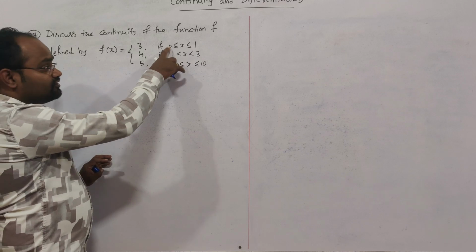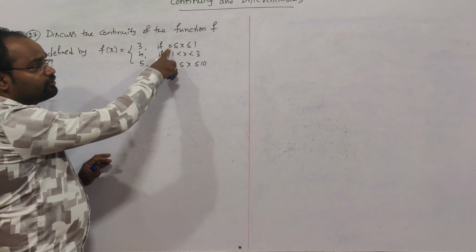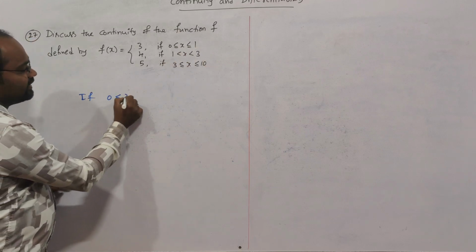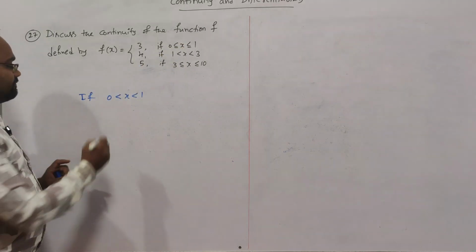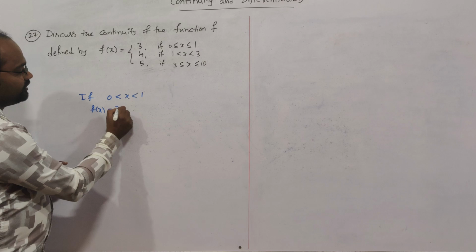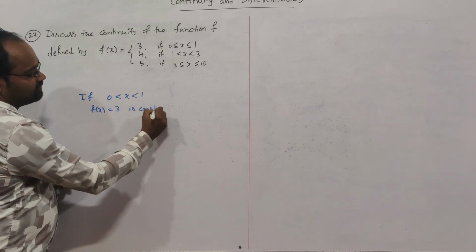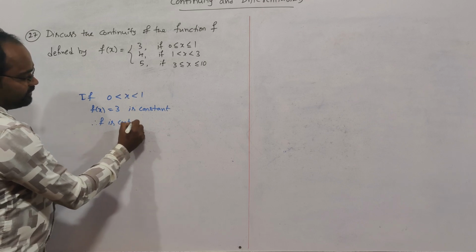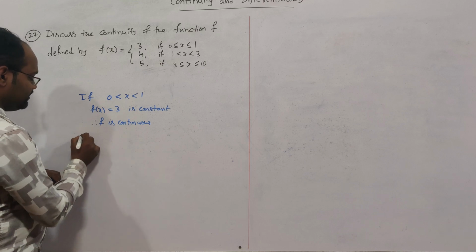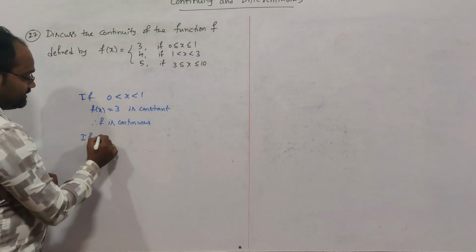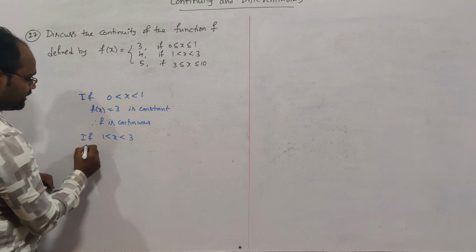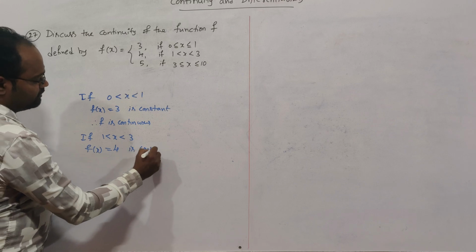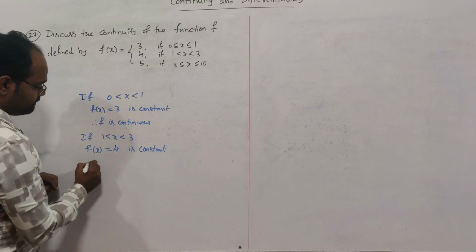Now at 0 we have to test the continuity. So not including 0, not including 1. If 0 is less than x less than 1, then f of x ಏನಾಗುತ್ತೆ, it is equal to 3 is constant. So therefore f is continuous. ಅದು ಗೊತ್ತಿದೆ. ಅದೇ ರೀತಿ if 1 less than x less than 3, again f of x is 4, is continuous, constant again. So therefore f is continuous.